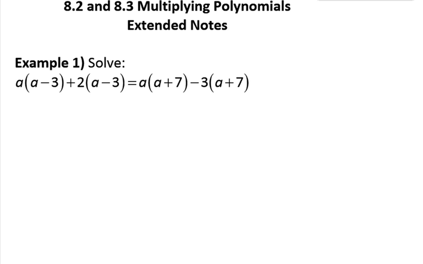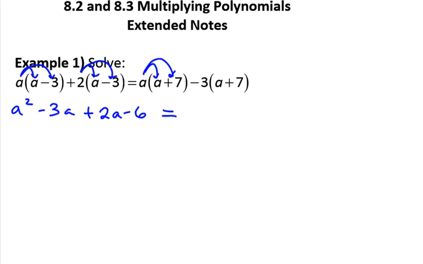So these first set of parentheses, I'm going to distribute. So I get a squared minus 3a. Second set of parentheses, distribute again, and you get plus 2a minus 6. Then, on the other side of the equal sign, we distribute two more times, a squared plus 7a. And then remember here, where a lot of people tend to mess up is you're distributing a negative 3, so that's going to change the signs. So negative 3 times a is negative 3a, and then negative 3 times 7 is negative 21.